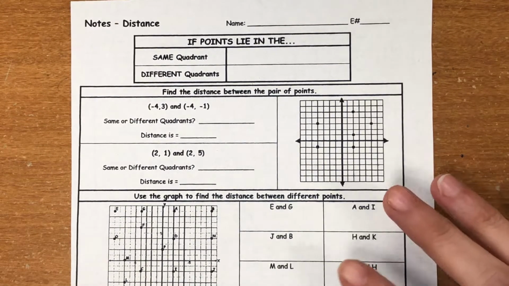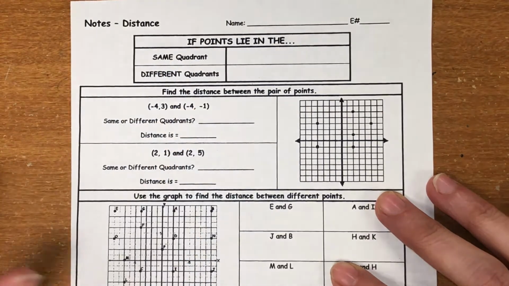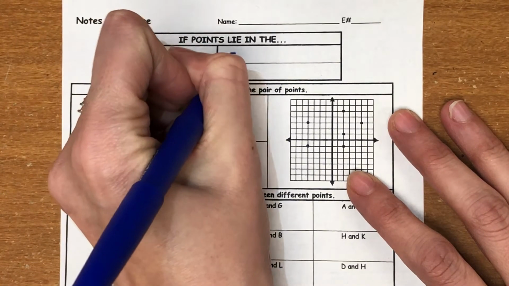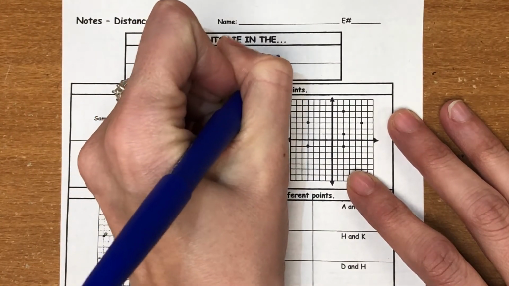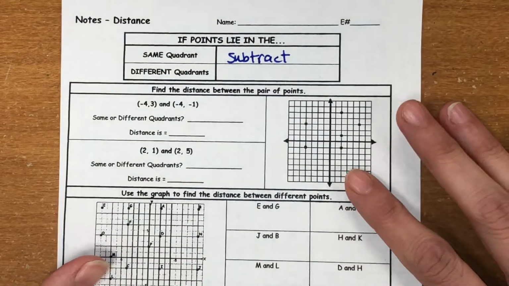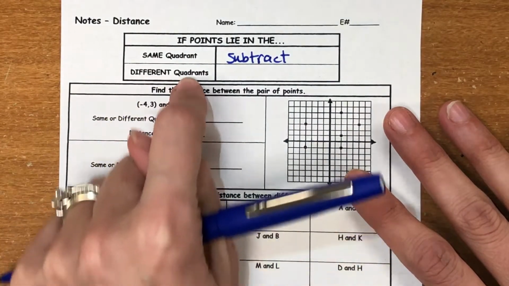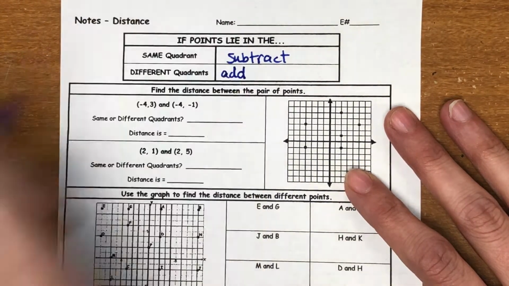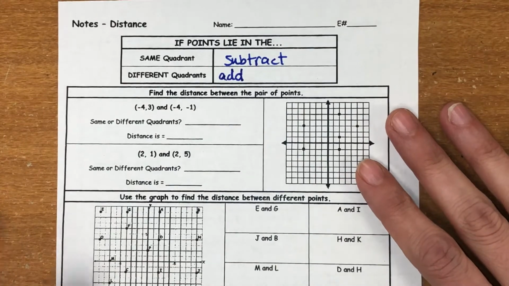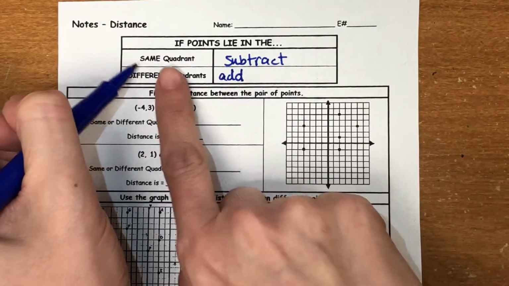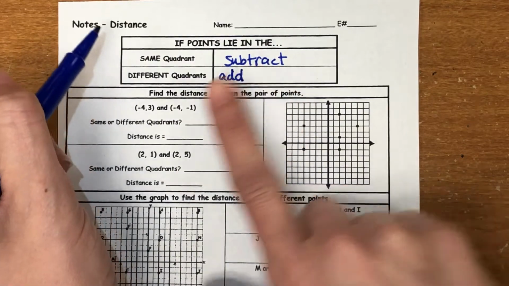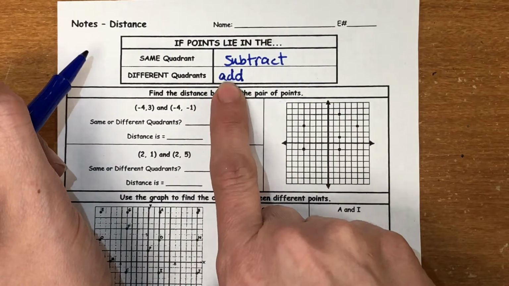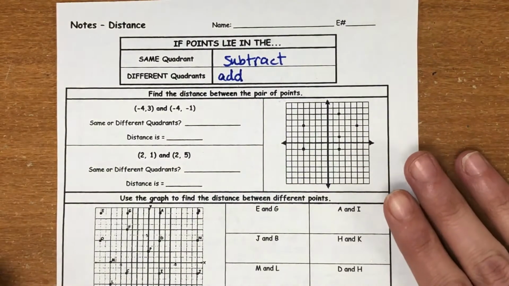If the points lie in the same quadrant, you're going to subtract, and I will tell you what that means in a minute. If they are in different quadrants, you're going to add. So we're going to start off with, if the points lie in the same quadrant, we subtract. If they're in different quadrants, we add. I promise you this will make sense in a minute.